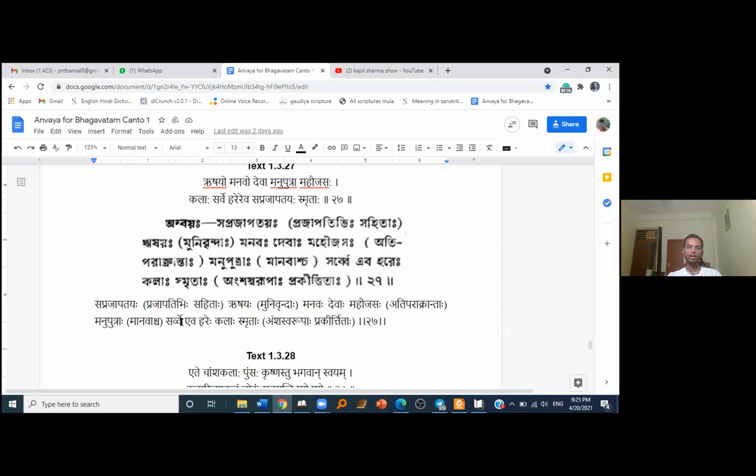Sarve eva, all of them are Harehe Kalaha Smritaha, Ansha Sarupa Prakritita. They are all Ansha Sarupas of Lord Shri Hari. Yes, Ansha Sarupa. Okay. If we categorize, then I think it's Vibhinna Ansha, isn't it? The Jivas. You mean the Vibhutis? Yeah, this is talking about the Vibhutis. That's what the commentators say, that he gave the avatars and now these are descriptions of the Vibhutis.